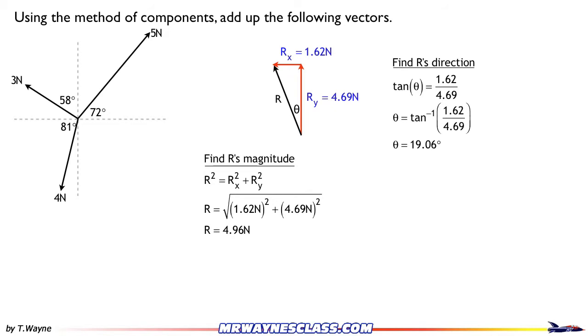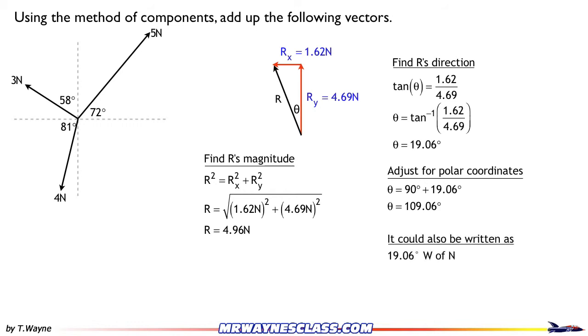Now, one of the things I asked you to do is also take all this and relate it to polar coordinates. So pointing due east is 0 degrees. So if I'm going to do that, it means I've got to go up 90 degrees and then add 19.06 to get 109.6 degrees. You could have also written it in kind of directional coordinates using 19.06 degrees west of pointing due north.